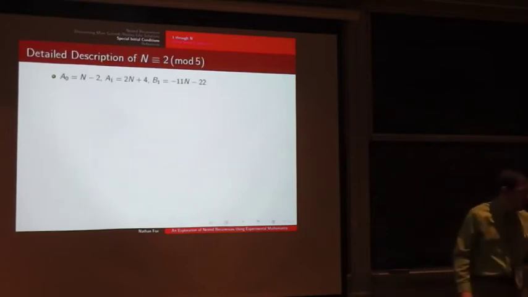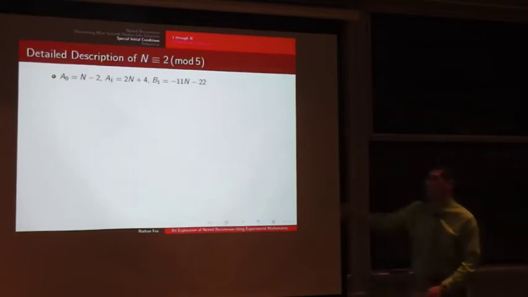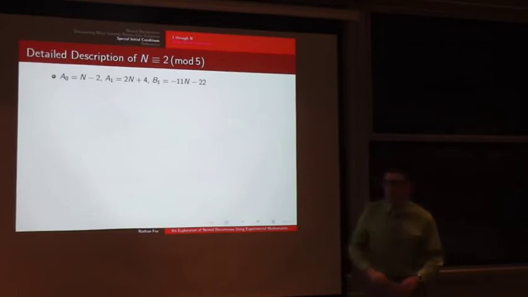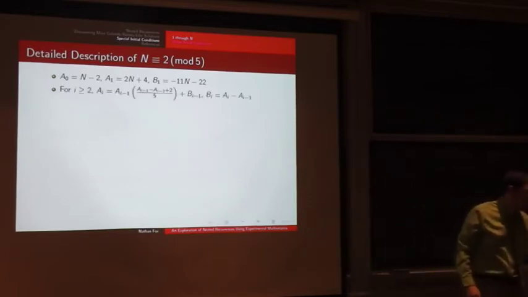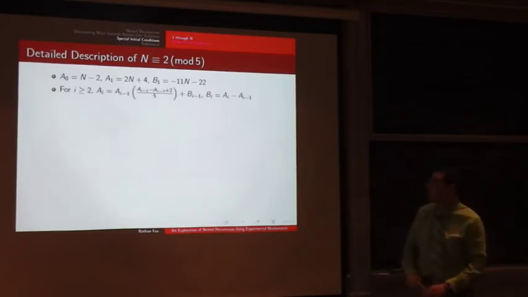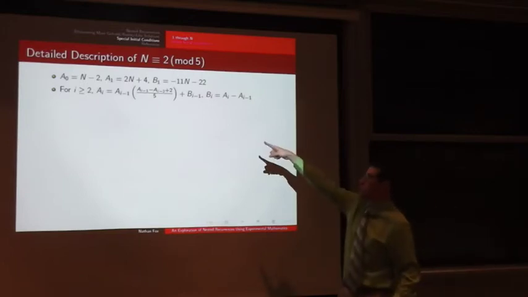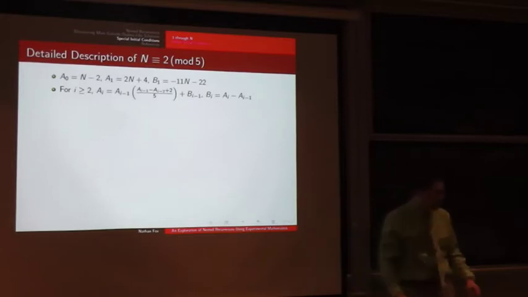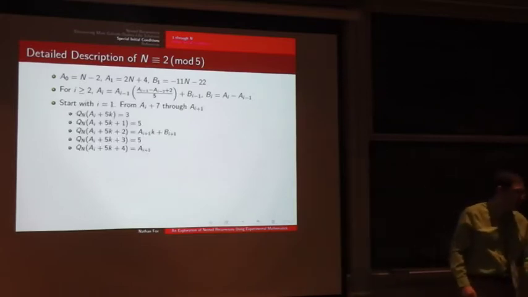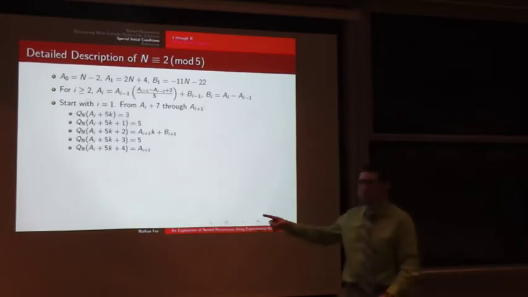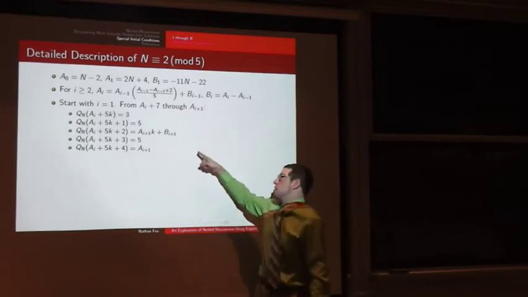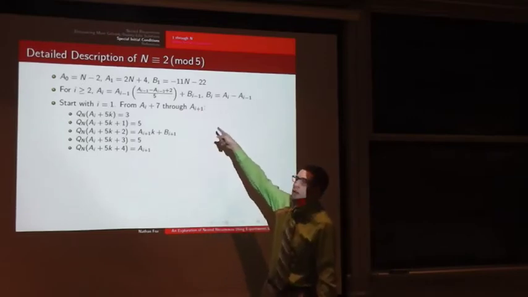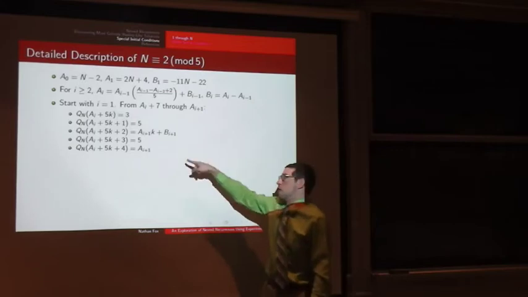So a technical description of what goes on. We define sequences like this. These are the initial values of those sequences. And they're described by these recurrences. So the A's are described in terms of the previous 2. The B's are just the successive differences of the A's. And then starting from I equals 1, this is the pattern you get. So if n was 2 mod 5, this is the next pattern, where it's A1 plus 7 through A2. This pattern happens.